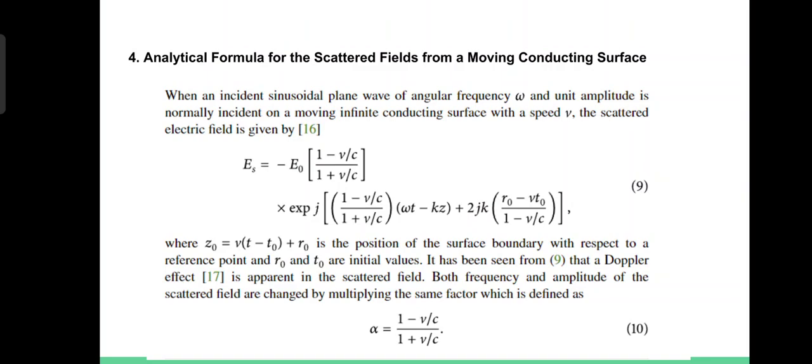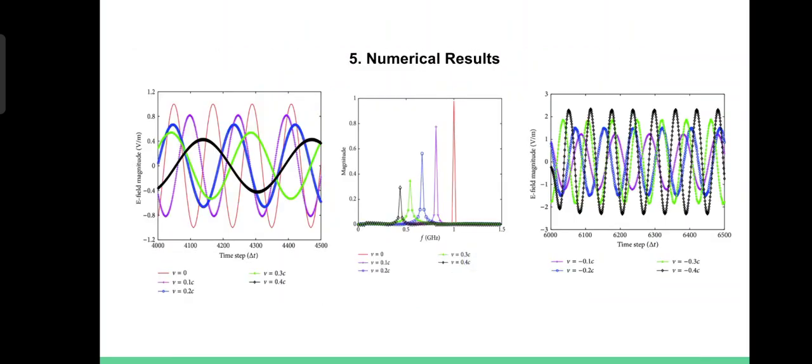Here z0 equals v times t0, minus t minus t0 plus r0, is the position of the surface boundary with respect to the reference point, and r0 and t0 are initial values. It can be seen from equation 9 that the Doppler effect is apparent in the scattered field, but both frequency and amplitude of the scattered field are changed by multiplying the same factor, which is defined as alpha equal to (1 minus v/c)/(1 plus v/c). This is the formula, and these are the graphs of the numerical results.